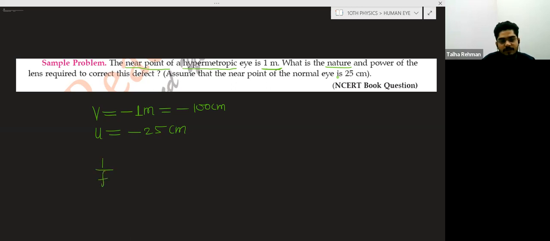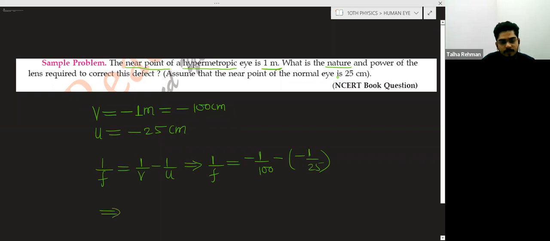So focal length will be 1 upon f is equal to 1 upon v minus 1 upon u. So 1 upon f, what is 1 upon v? Means minus 1 by 100, minus 1 upon u means minus 1 by 25. So it will become 1 upon f is equal to 1 by 25 minus 1 by 100.